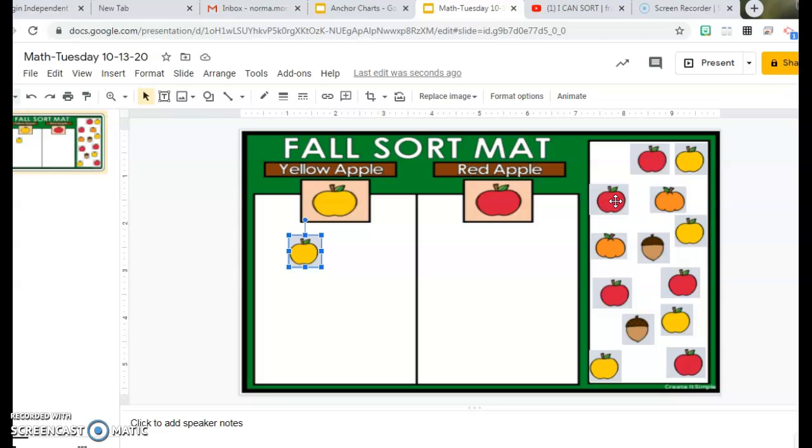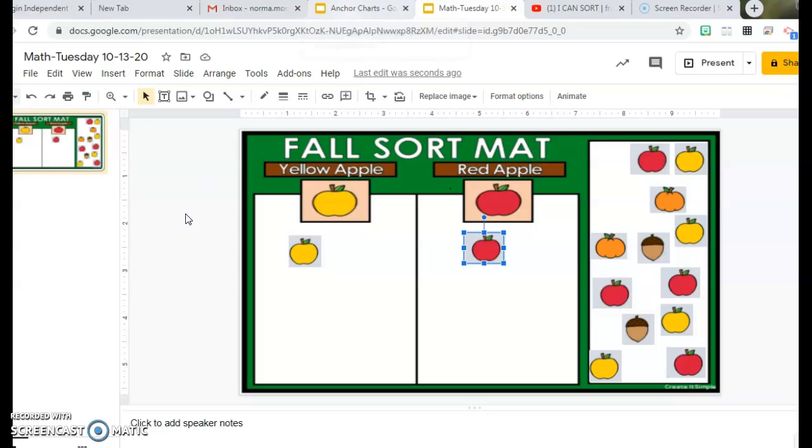What about this one? That one's red, right? So we're going to put it with the red. What about the acorn? Well, first of all, the acorn is not even an apple, and it's not red and it's not yellow, so we're not going to put it in any group. We're going to leave it there, okay? So that's going to be your homework, so pay attention to the color and what it is. It has to be either a yellow apple or a red apple. If it's not, then don't move it. Leave it there. Put all the yellows together and all the red ones together.